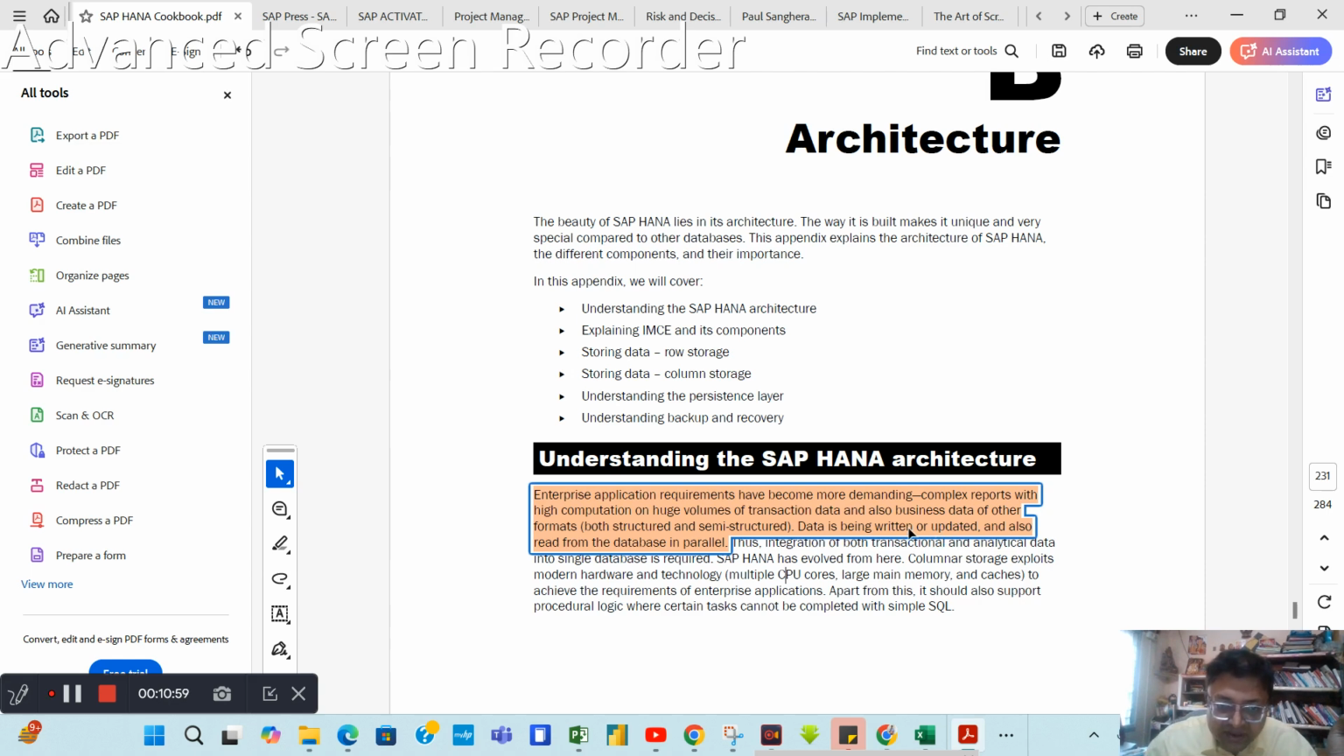We are coming back to HANA: transaction data and also business data in other formats, both structured and unstructured data. Data is being written or updated and also read from the database in parallel. So from one database, data is getting written, updated, and you're extracting data from the same. Parallel processing is happening. Things are happening very fast. Hardware is developing, software is developing. Both are going at a rapid pace.